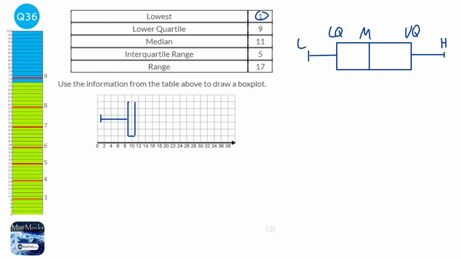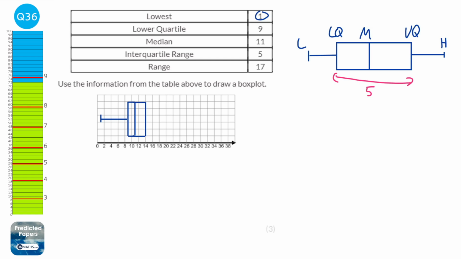Quite a thin box plot so far. Now it says the interquartile range is 5. The interquartile range is the distance here, so that's 5. So it's going to be 5 more than the lower quartile. If the lower quartile is at 9, it would be 9 plus 5, which will be 14. So if we get our line at 14, and then complete our box plot. Here we go.